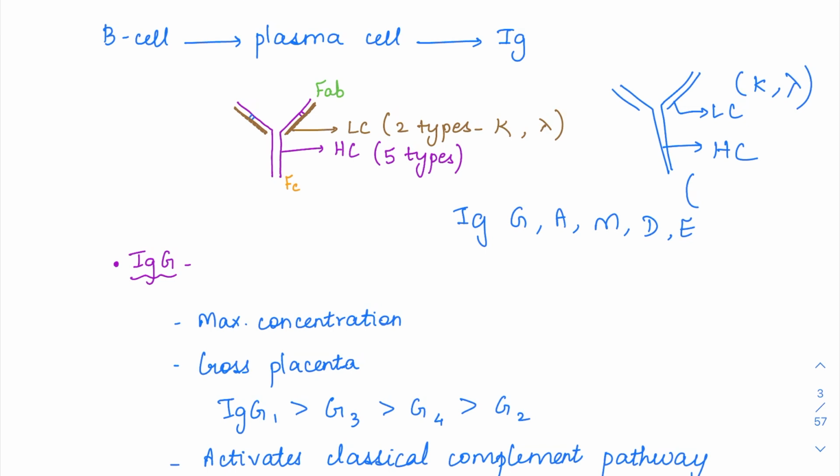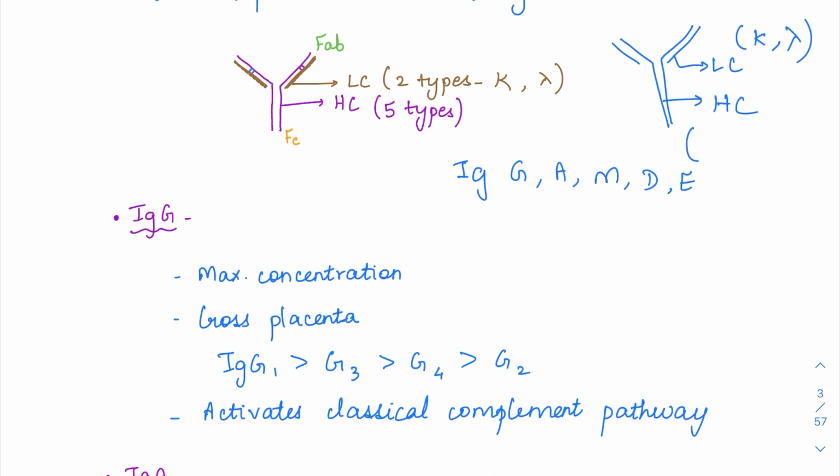Remember it in this order only, because IgG is the immunoglobulin present in the maximum concentration. Next comes IgA, and the least common one is IgE. So GAMDE is the mnemonic to remember this. IgG, A, M, D and E is based on the heavy chain.